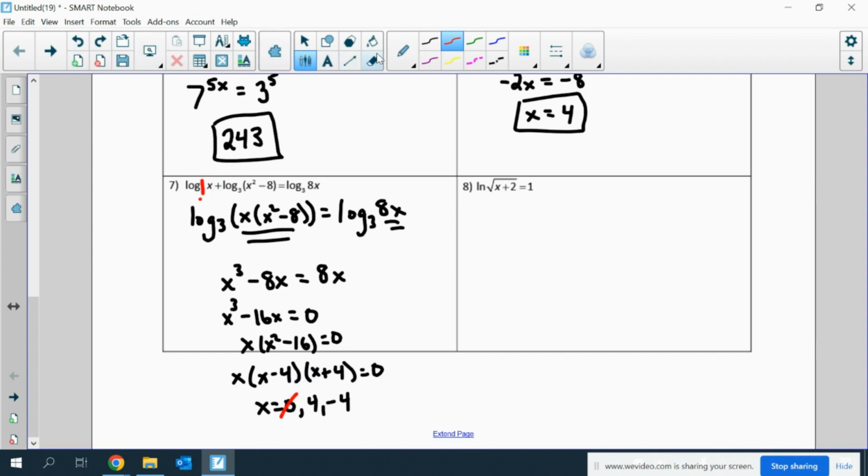4 seems to work, but negative 4 doesn't work. So I actually end up with only one of my three answers working. X equals 4.